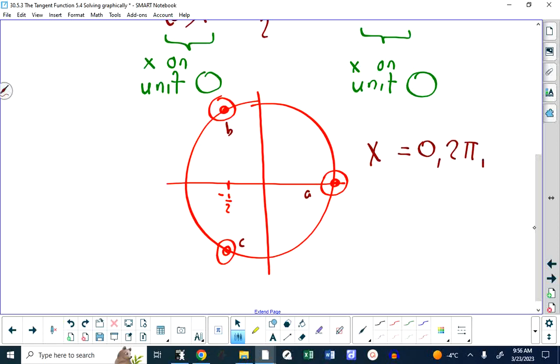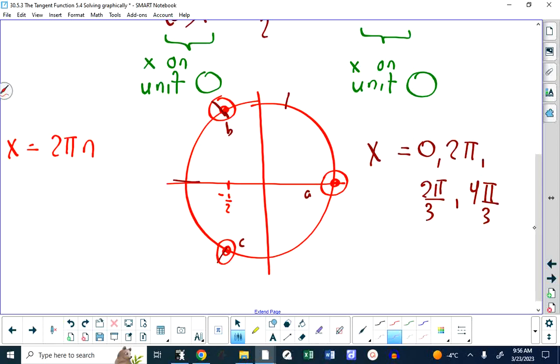What about b? At b, that's 1, 2 pi over 3. What about c? That's 1, 2, 3, 4 pi over 3. And we're done. If you want a general solution, you could do one of the following two things. You could say x is equal to multiples of 2 pi, which will give us the 0, the 2 pi, the 4 pi, the negative 2 pi, the negative 4 pi, all that stuff.